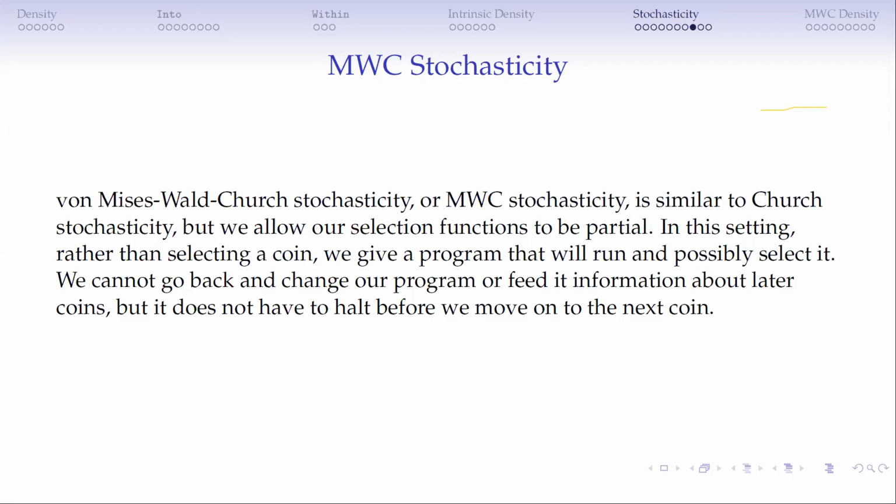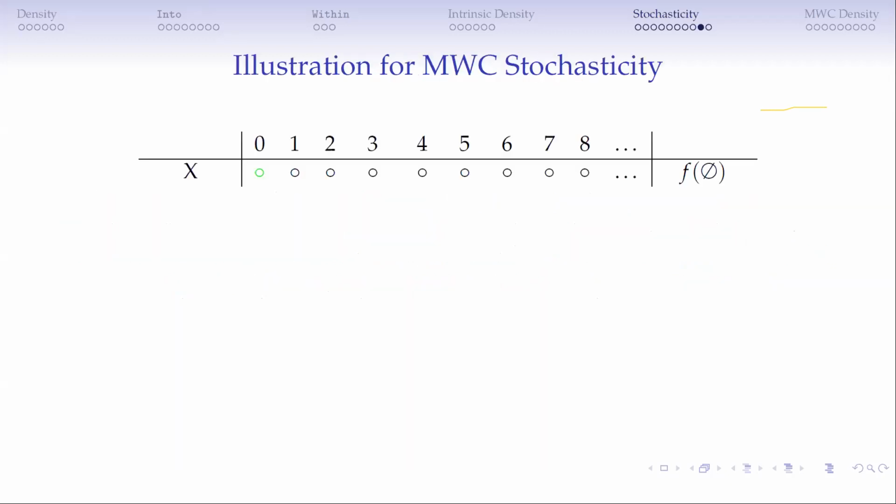So that's slightly more complicated, conceptually, than Church. Formally, it's a very simple modification. Your selection functions are just allowed to be partial. They don't have to be total. But let's see an example of what's going on.